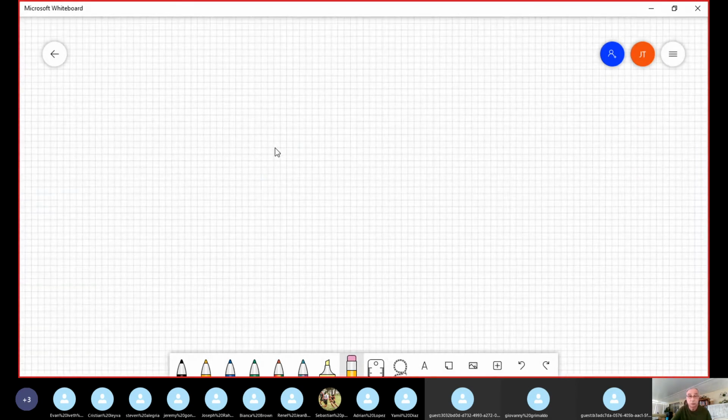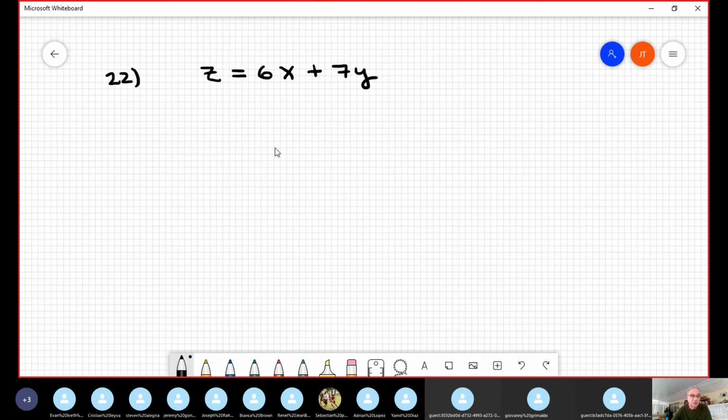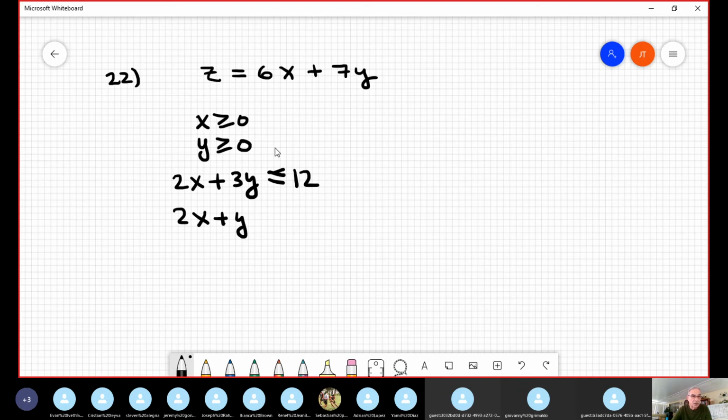We have again an objective function, that is C equal 6x plus 7y. And we have several constraints: x greater than or equal to 0, y greater than or equal to 0, 2x plus 3y less than or equal to 12, and 2x plus y less than or equal to 8. These are the constraints. This is the objective.